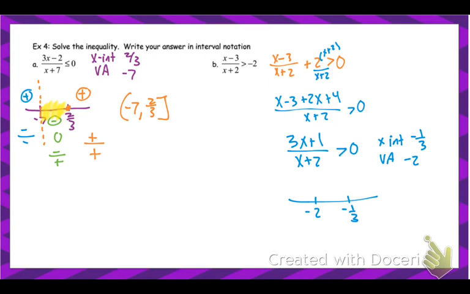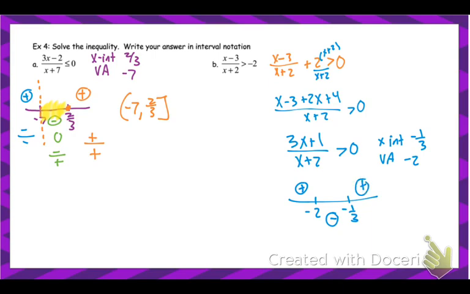And then from here, pick your test points in each region. Something to the left of -2, if I pick a -10, that's going to be a negative over a negative, which is positive. If I pick a -1, that would be a negative over a positive, which is negative. And if I pick 0, that's going to be overall positive.